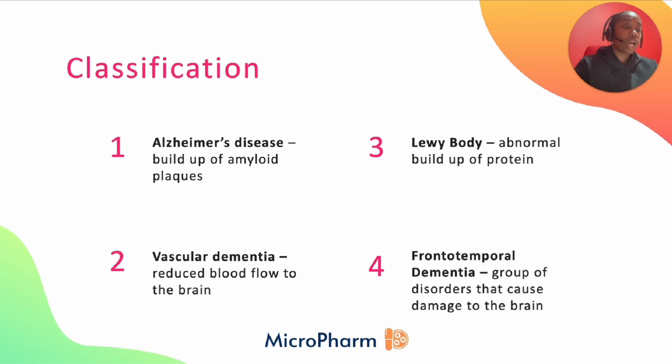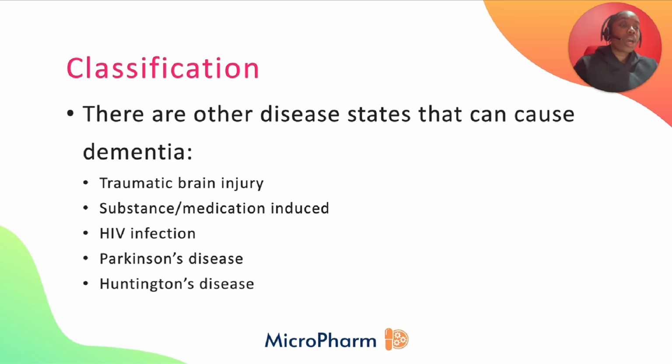The other two types of dementia are a lot less common. Lewy body dementia accounts for about 15% of cases. Frontotemporal dementia is even less common at less than 5% of cases. There are also other conditions that can cause dementia, which are listed on this slide. Dementia is quite common, and I'll go into which medication can be used in this particular type of dementia a bit later on.